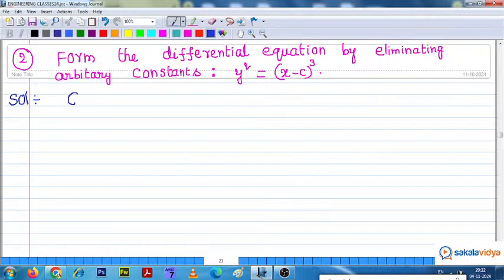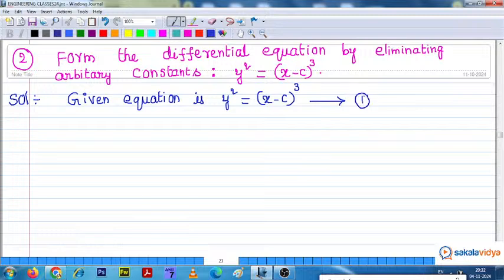So write down the given equation. What is the given equation? That is the relation between x and y. The given equation is y square equals x minus c whole cube, equation 1. Now how many arbitrary constants are present in the given equation? There is only one arbitrary constant. That means we need to differentiate only one time. That you must remember.